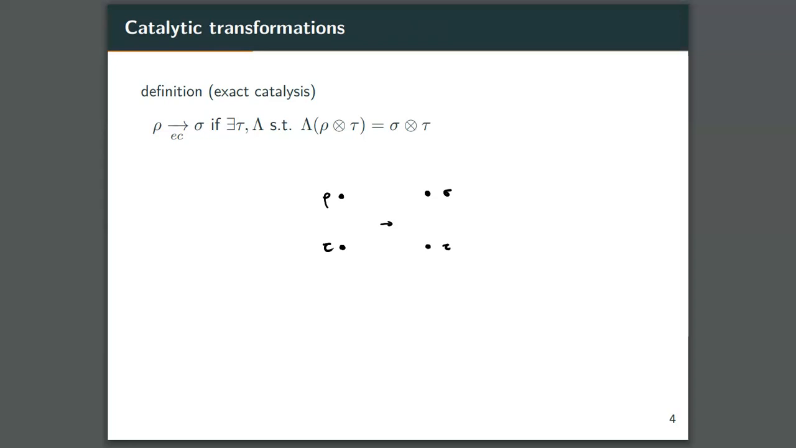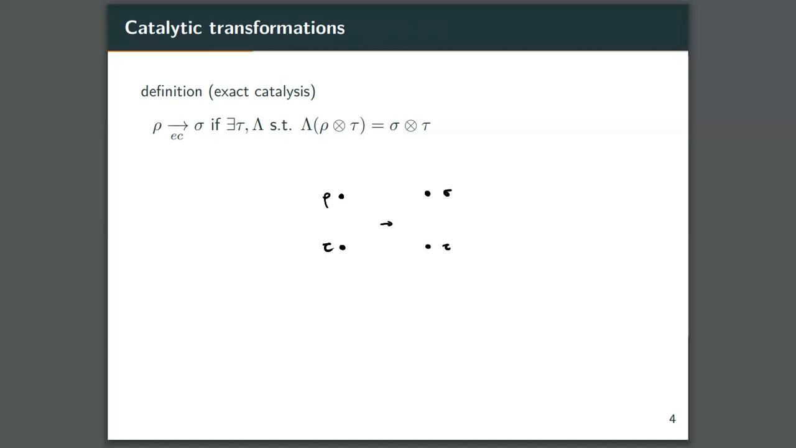And Jordan also introduced catalysis, but there's this thing called catalysis where, instead of just doing a transformation from rho to sigma by some thermal operation, you might also be able to borrow some catalyst state, right? So here I would say that you can transform rho into sigma by exact catalysis.